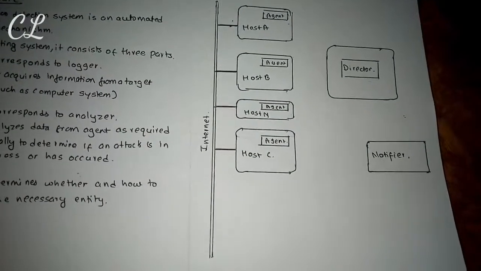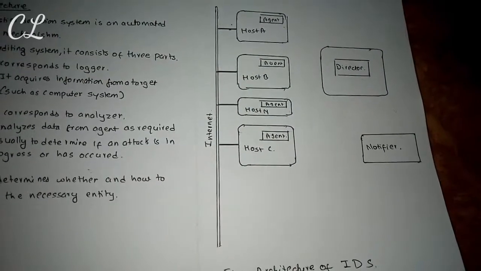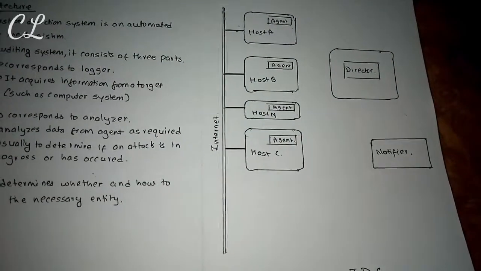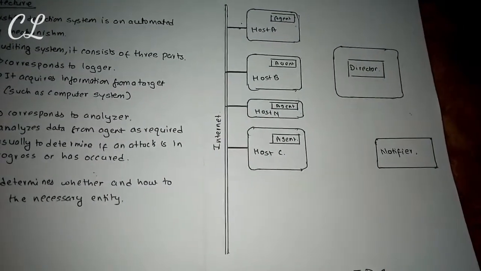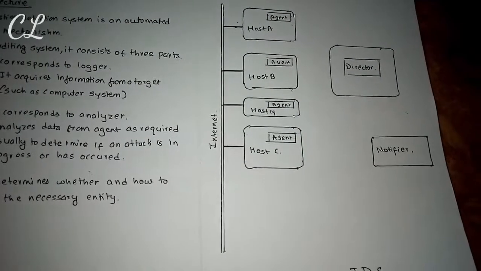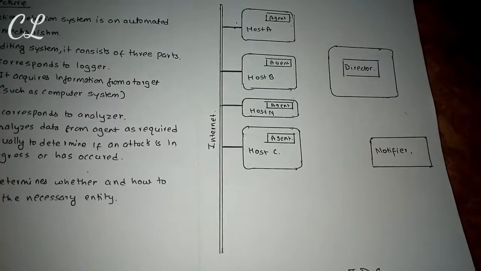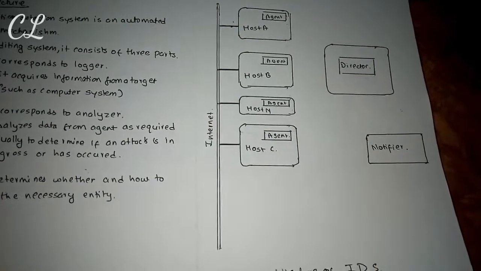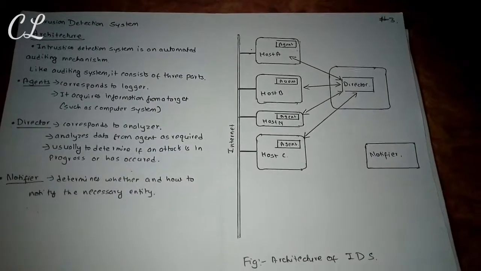Let us look at the figure. In the figure, we have host A, host B, host C, and host N connected to an internet. Host A, host B, and host C are general purpose computers, and the agents monitor activity on them. Host N is designed for network monitoring, and its agent reports data gleaned from the net to the detector. The agent gives information from the host N network to the detector.